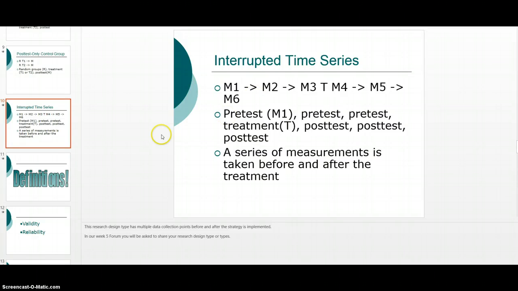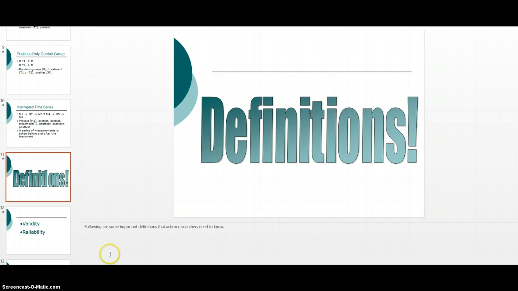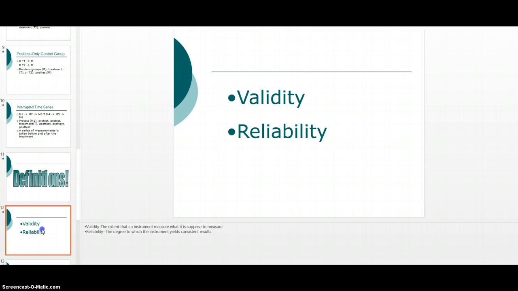The next thing we want to go over are some important definitions that all action researchers need to know. And the first two are validity and reliability. Validity is the extent that an instrument measures what it is supposed to measure. And reliability is the degree to which the instrument yields consistent results. And as always, you can go back and look at the notes down here if you miss any of this information.